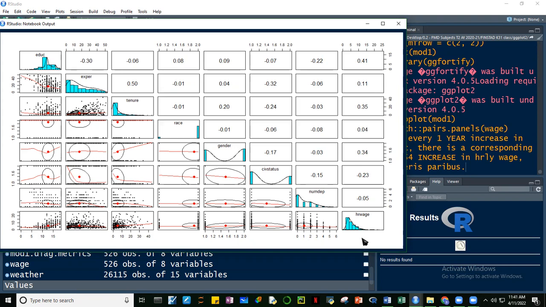But we don't only look at the relationship between hourly wage and the independent variables and our predictors. We also would like to look at the relationship between your independent variable with your other independent variables. Okay, for example, si education. So education, negative 0.3 with experience. So negative correlationship with education and experience. Is that a strong relationship? Well, we'll see when we do some tests.